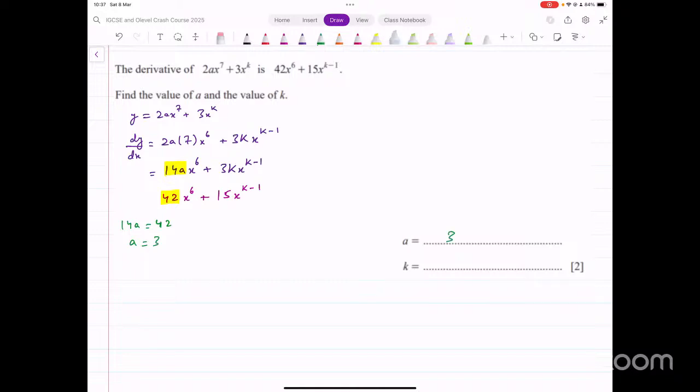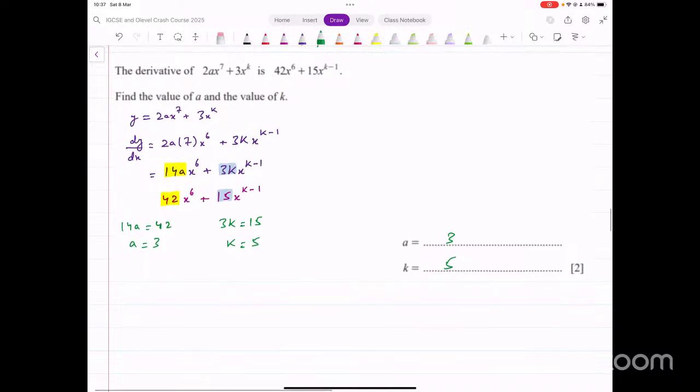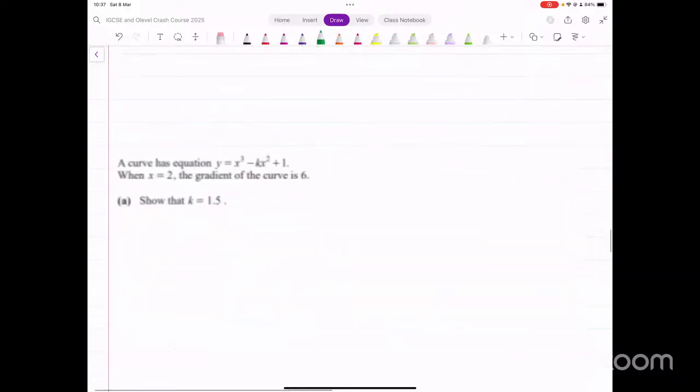Similarly, the coefficient of x raised to the power k minus 1 in the derivative that we found is 3k. They gave us that this coefficient should be 15. Again, we can compare both of them. We can say 3k should equal 15. So the value of k is supposed to be 5. k turns out to be 5. All right, that's the value of k that we're getting. Make sense? Okay, let's move on.